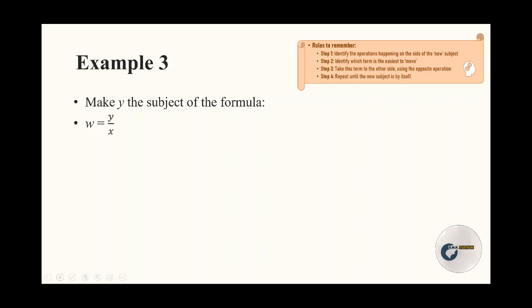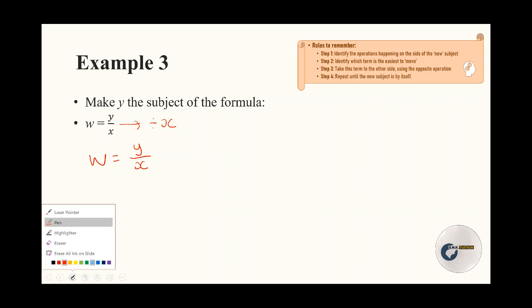So step 1, immediately I can see here that all that's happening on the side of the new subject, which is y, is that we are dividing by x. Now when I'm rewriting this, I know that w equals y over x. I know that the easiest term to move is x, because that's the only other term on the side with y. So I know I need to move that. So I'm moving it over here.